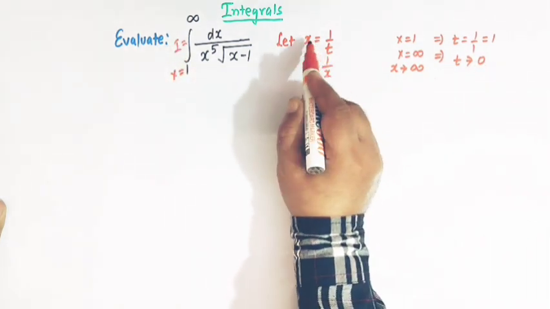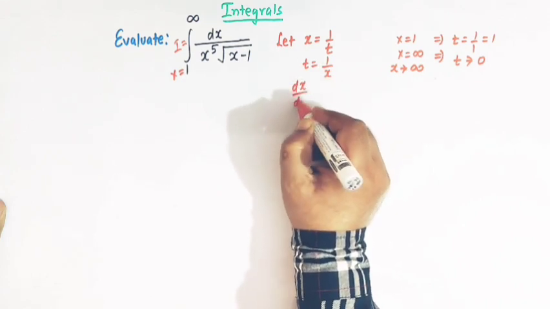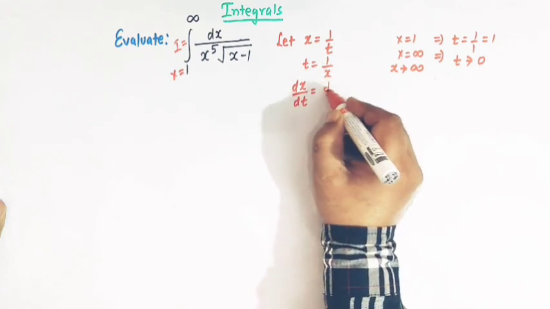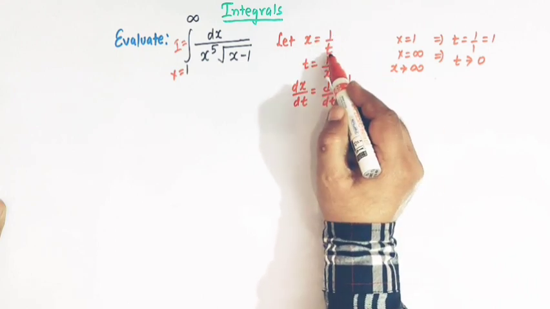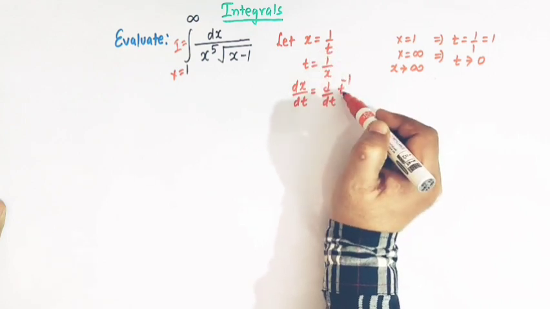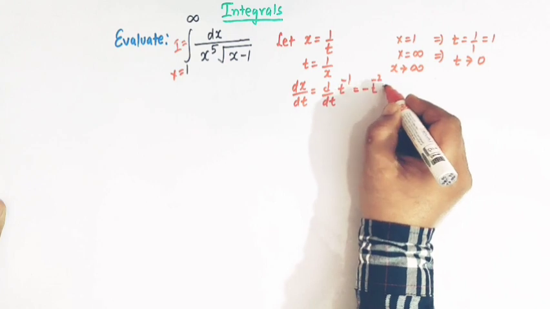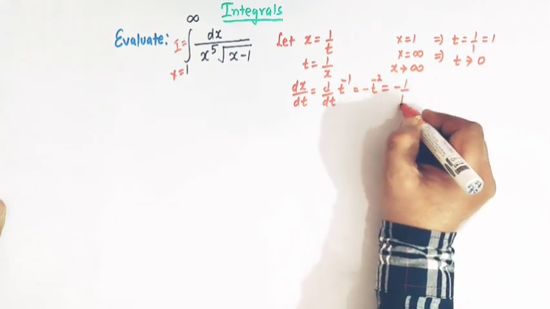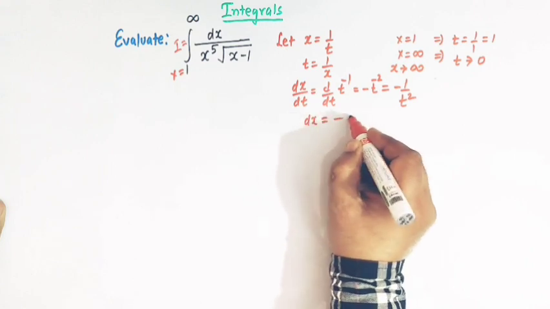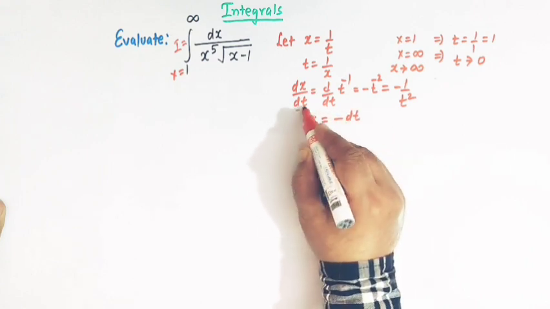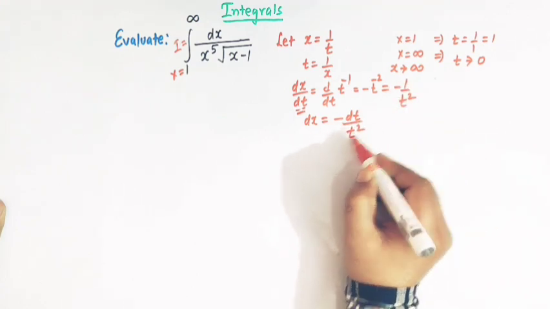So now x is equal to 1 over t. So the derivative of x with respect to t is d by dt of t raised to minus 1, because here we have 1 over t. So 1 over t can be written as t raised to minus 1. So this is minus t raised to minus 2, that is minus 1 over t square. So dx can be written as minus dt over t square, taking dt to this side.